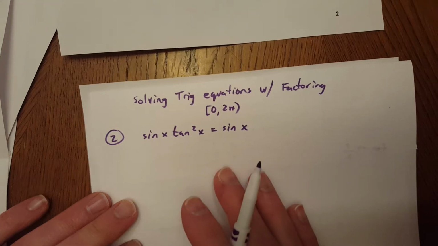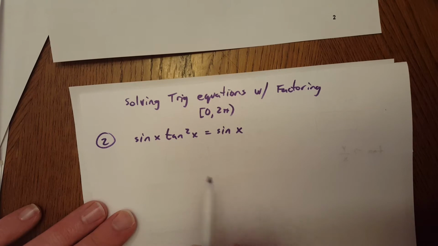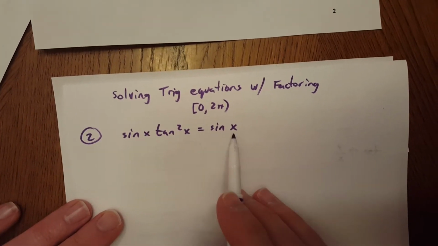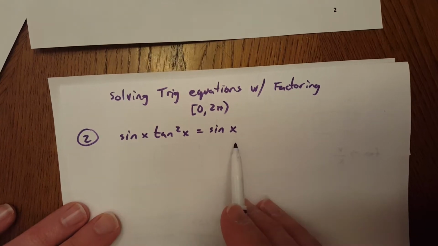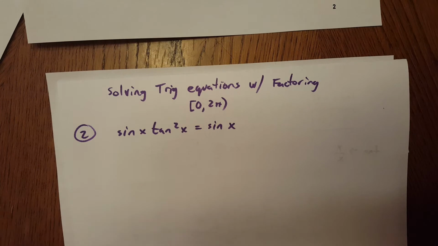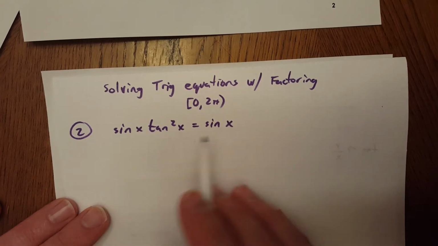This next example, we're going to solve another trig equation using some factoring. But you'll notice here that it's all multiplication to start with, and we have the sine x over here. Now the temptation is to divide sine out on both sides, because then that just takes it away. But that also gets rid of some information, so we're not going to do that in this case.